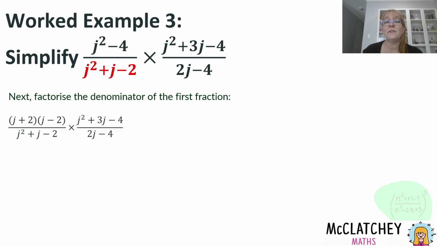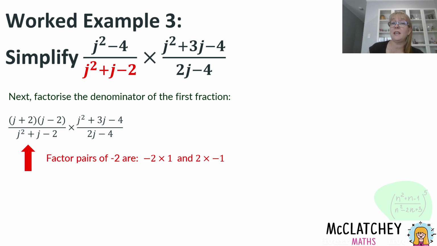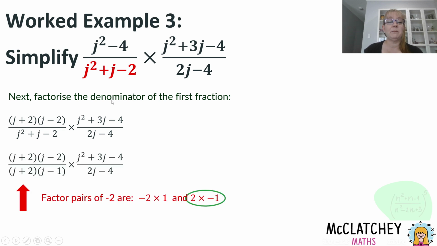Now let's focus on the denominator of that first fraction. And I've got a monic quadratic there, not a perfect square. So I can break those out. Looking at those factor pairs of negative 2, I've got a choice of negative 2 by 1 or 2 by negative 1. If I add these together, the first option is going to add to negative 1. This will add to positive 1. That's the one I want to go with because there's a positive 1 in front of that j. We just don't write the 1. So that means that's going to break out into j plus 2 multiplied by j minus 1.